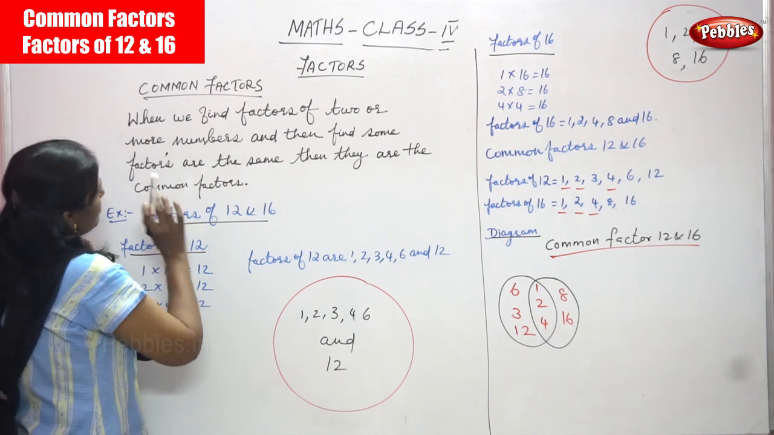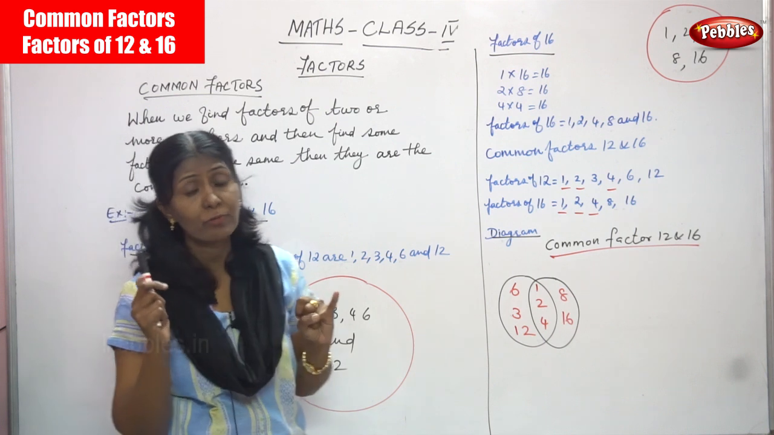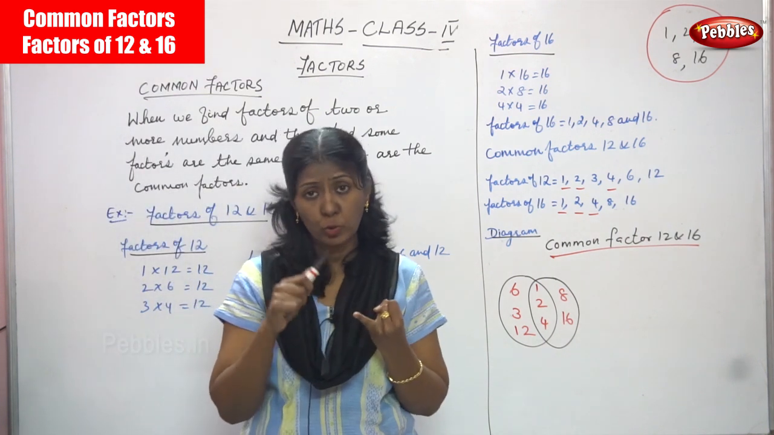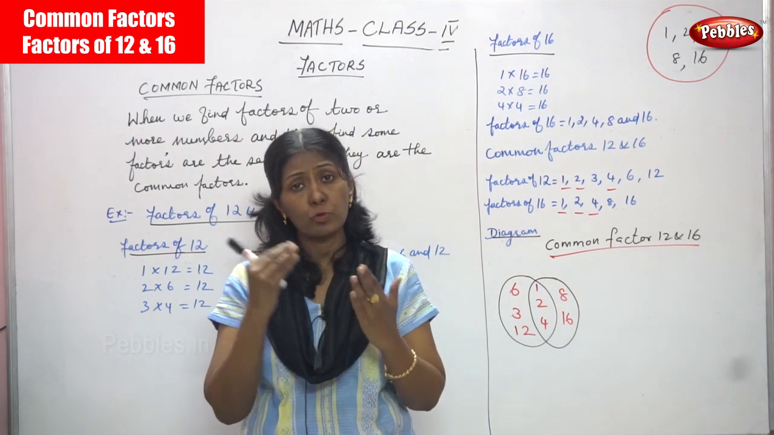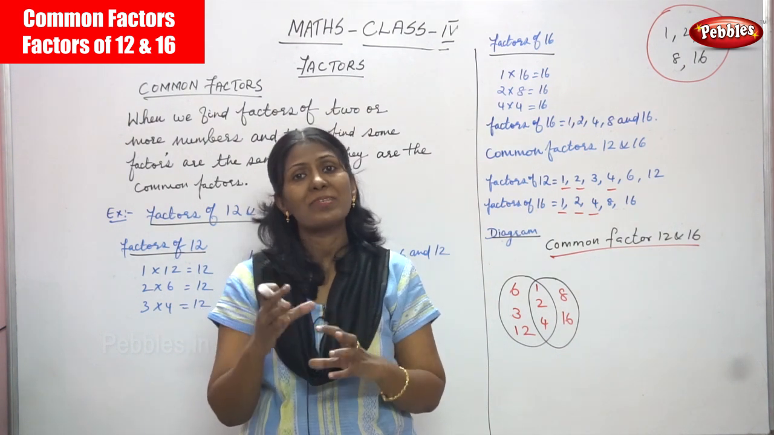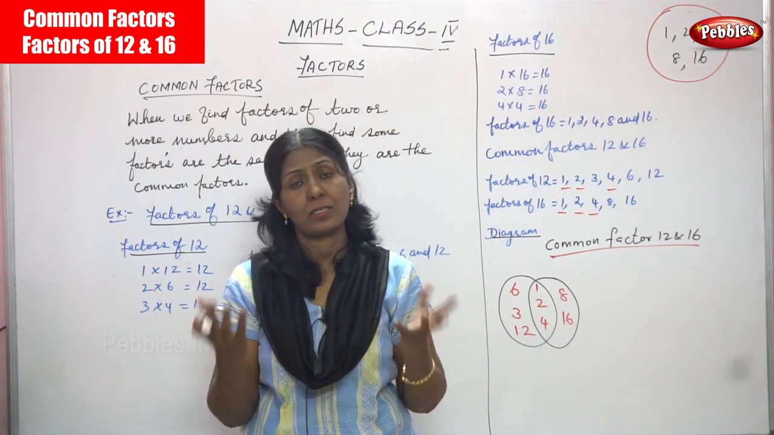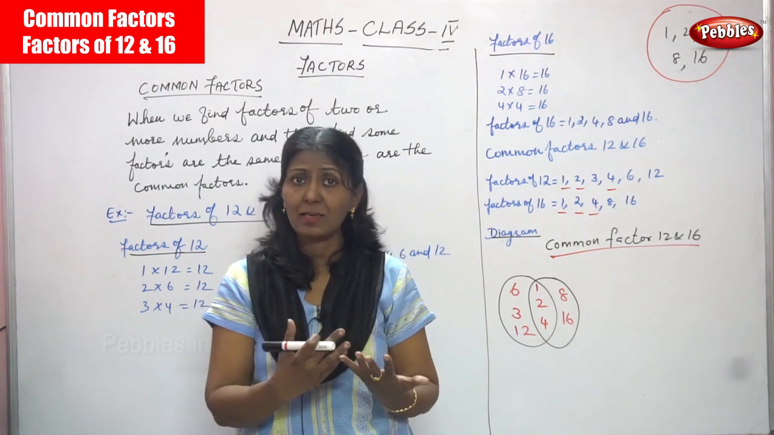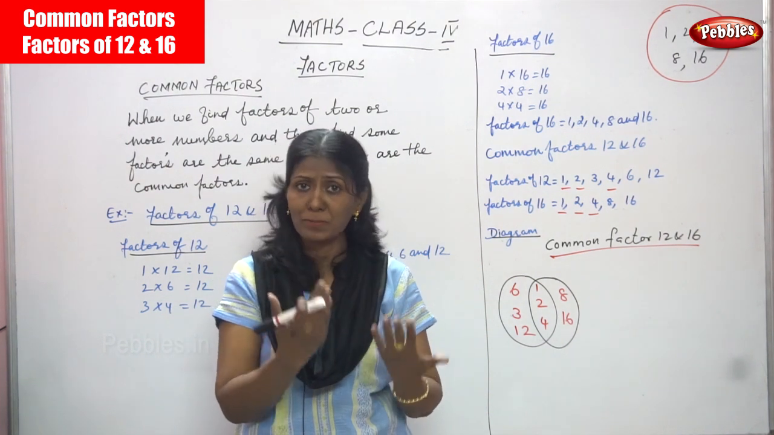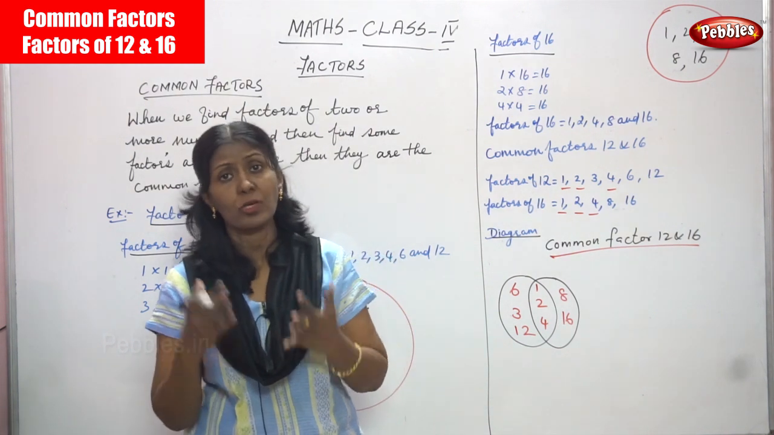I'll repeat once again. When we find the factors, we can find them not only for one number, but for two numbers or more than two numbers. While you find the factors of two or more numbers, some factors are the same or similar in both. That is what common factors are.